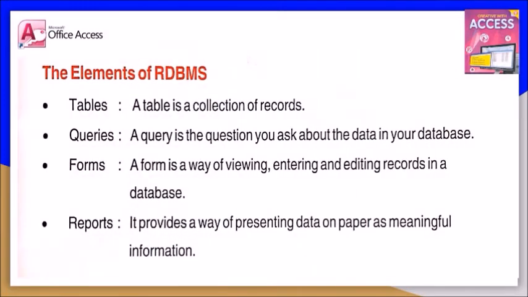The elements of a relational database management system. First one is table. A table is a collection of records. Queries. A query is the question you ask about the data in your database. Third one is forms. A form is a way of viewing, entering and editing records in a database. Fourth one is report. It provides a way of presenting data on paper as meaningful information. So these are the elements of RDBMS, that is Relational Database Management System.